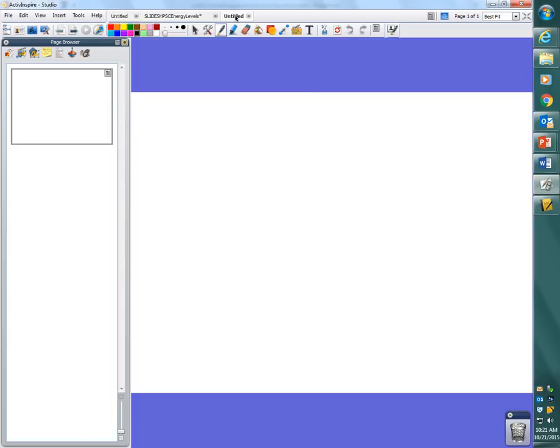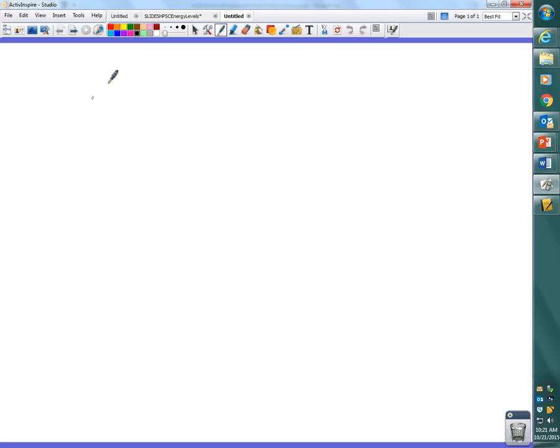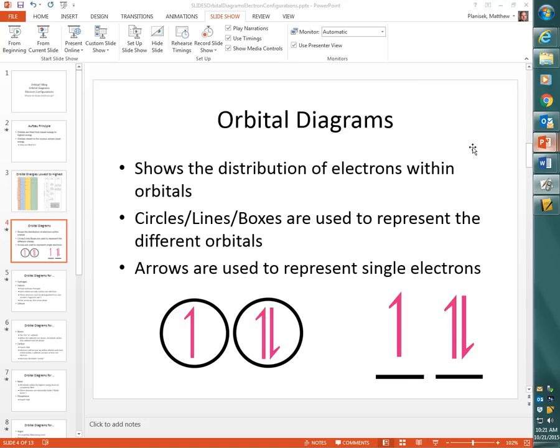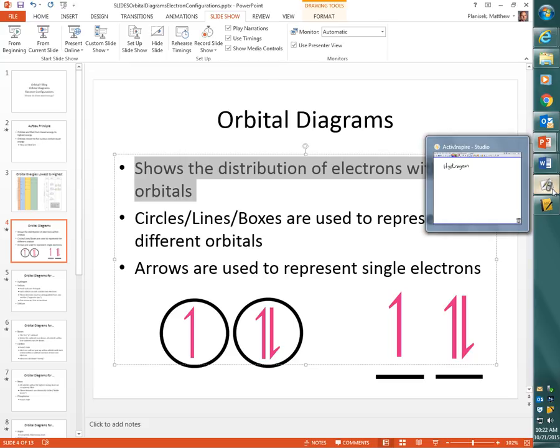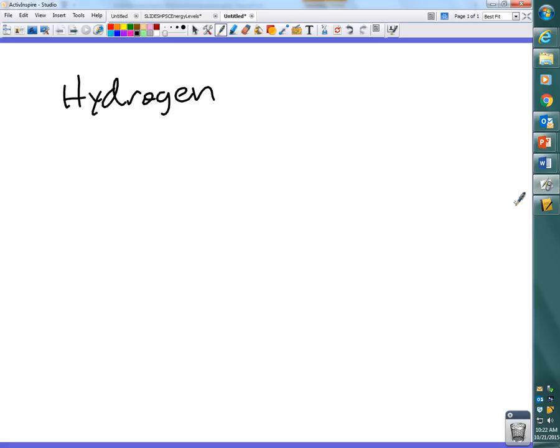Okay? And down at the bottom of your outline, it asks you to draw an orbital diagram for hydrogen. Going back to our definition, an orbital diagram shows the distribution of electrons within orbitals. So before we draw an orbital diagram for a specific atom, we need to know how many electrons we have to show. For this case, we have to show 1.